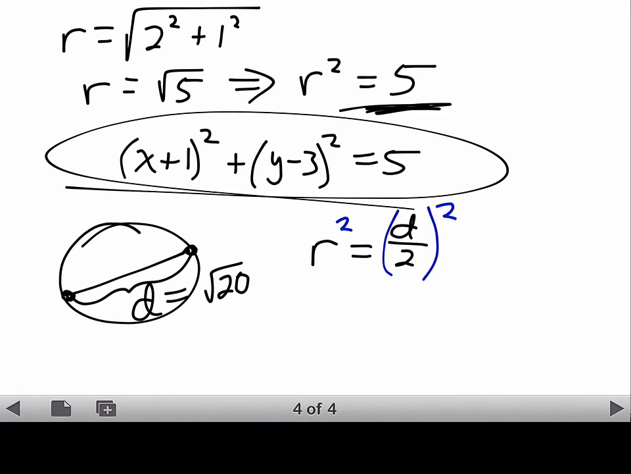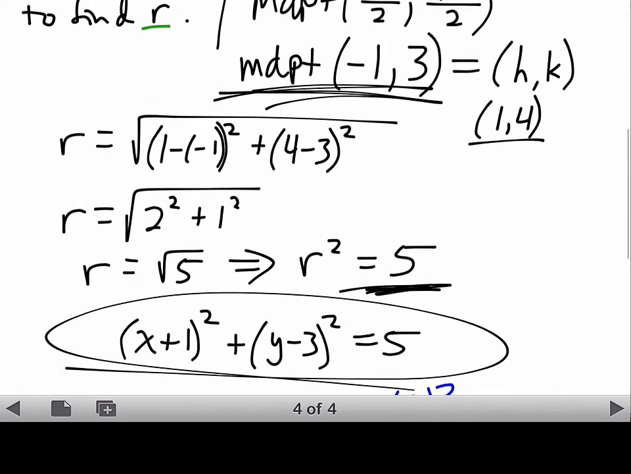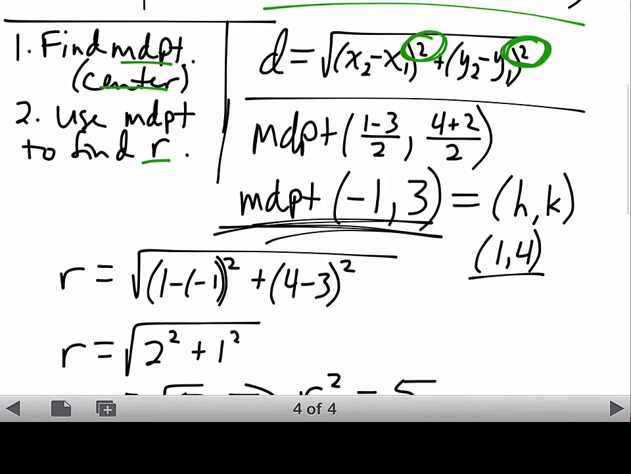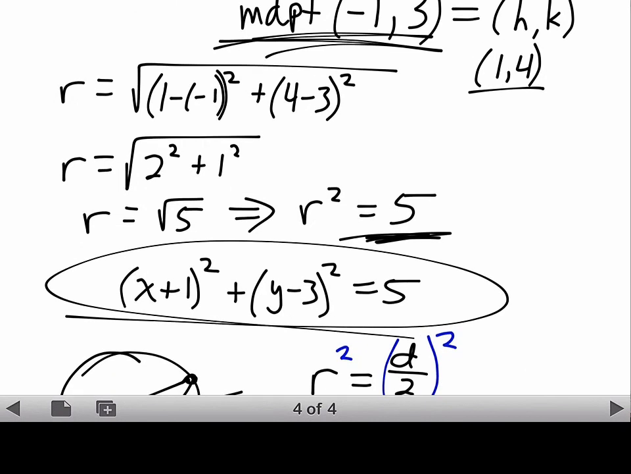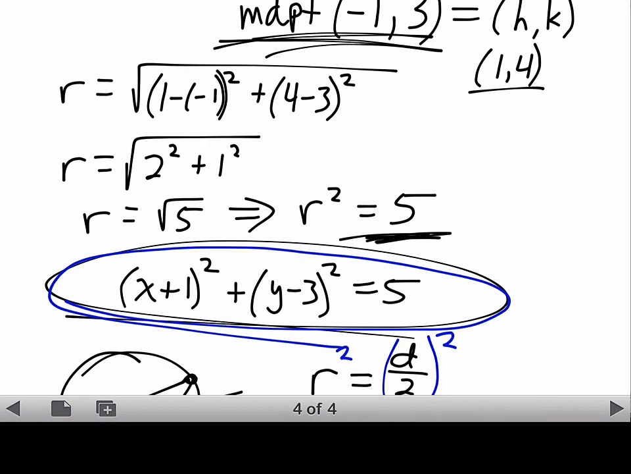And what a lot of folks will forget is that then r squared would become d squared over 4. That 4 is what a lot of people would miss. So I think it's safer, when you're given endpoints of a diameter, to first find the midpoint and then use the midpoint to find the radius. In any case, (x + 1) squared plus (y - 3) squared equals 5 is the answer to this problem.